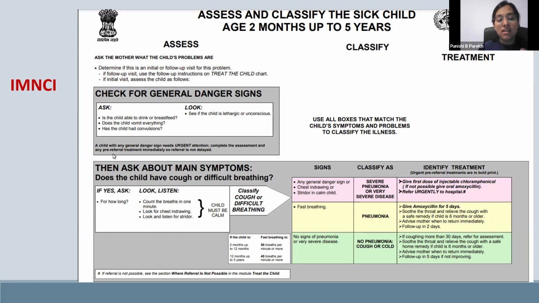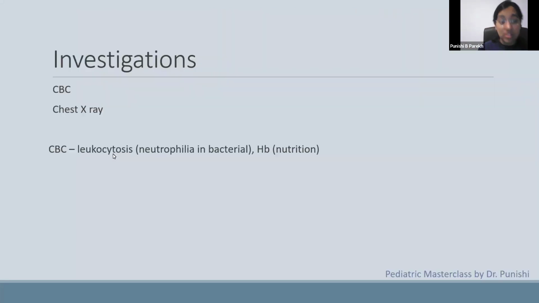So having said that, after all of this, how do you investigate the child? What are the investigations that you will send in a child who's presenting to you with fever, cough, and hurried breathing? First, the most important investigation is definitely a CBC, and the second thing is a chest X-ray. So what do you look for in a CBC?